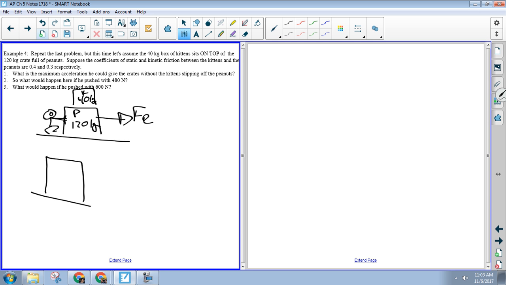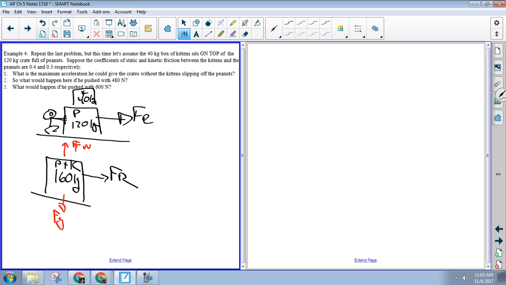So here is the peanut and kitten system. It's 160 kilograms. The warehouse floor is still frictionless, so the only friction now is between the 2 crates, to be clear. So here's our force of Roy, and then once again there's FG and FN. So there's my system. Good? Now we've got to do 2 other free body diagrams.